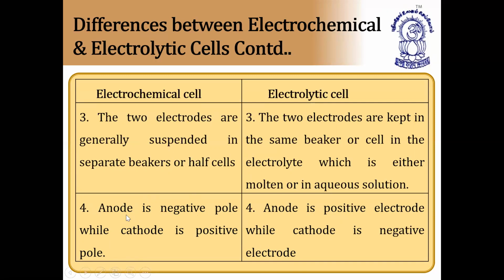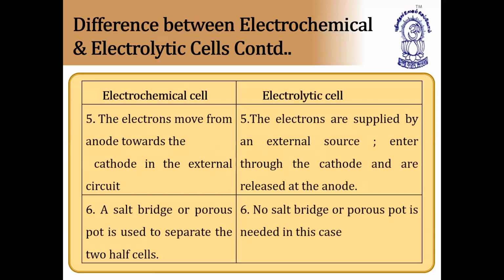You can concentrate. In an electrochemical cell, anode is negative pole, while cathode is positive pole. Whereas in an electrolytic cell, anode is positive electrode, while cathode is negative electrode. Very, very important point. Next difference, the electrons move from anode towards the cathode.